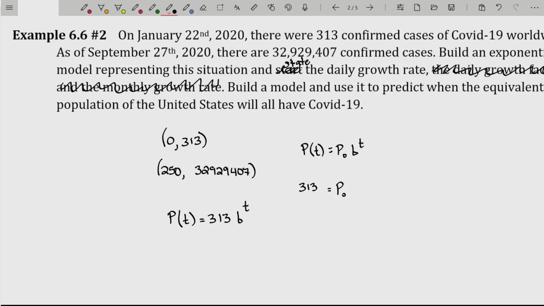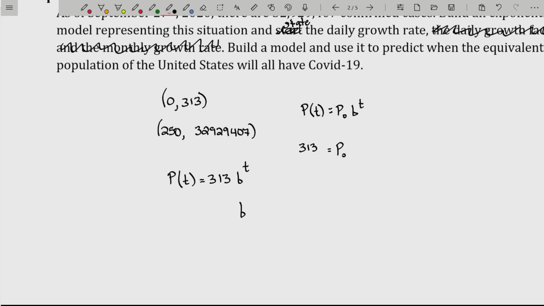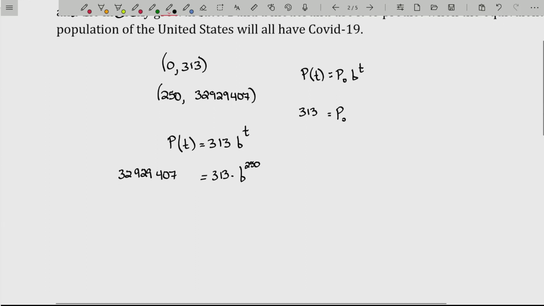To find that unknown base, we just plug in the second point. When t is 250, our output is 32,929,407. Solving this for b, and I'm not going to go through the painstaking conversation of how to solve this because I did that in the previous video. I'll just say that b is equal to 32,929,407 divided by 313 raised to the 1/250th power.